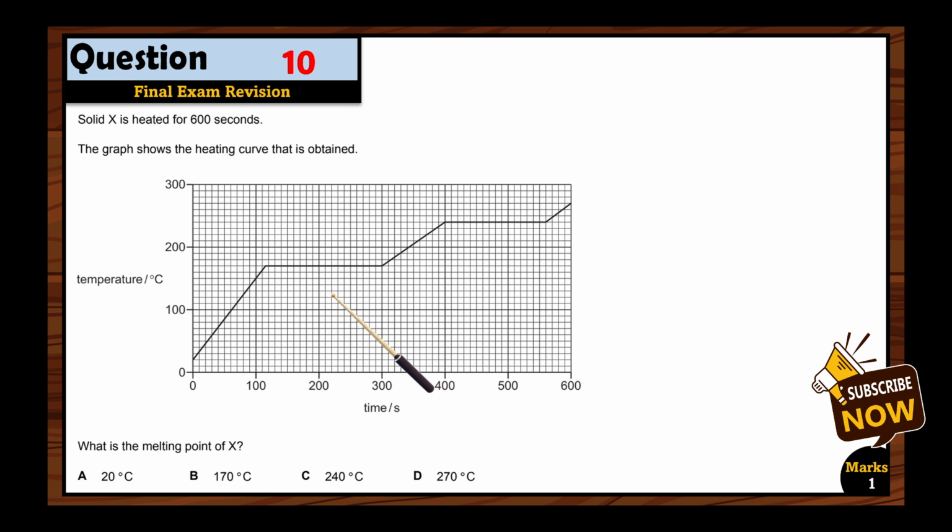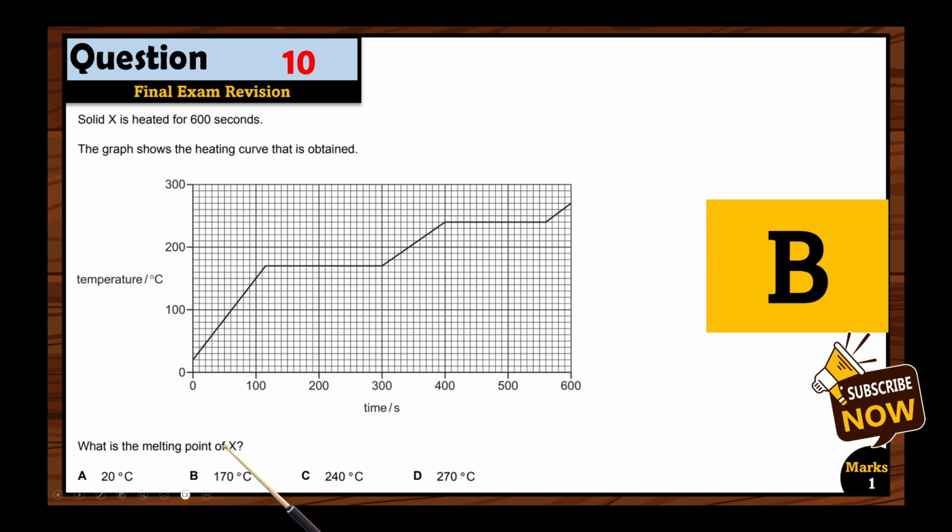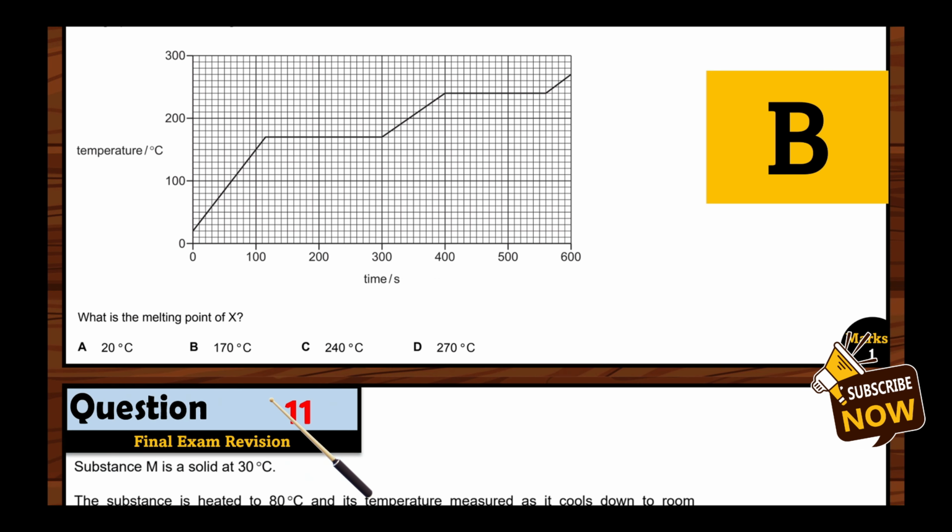Let's see question number 10. Solid X is heated for 600 seconds. The graph shows the heating curve that is obtained. From solid, it is converted into a liquid, then liquid is converted into a gas, right? So what is the melting point of X? We can clearly see here that our solid is here, and at this point it is converted into a liquid. That is the process of melting, right? So what is the temperature here? If you count the boxes, each box is 10 degrees Celsius, so it means 170. 170 is the right answer. Option B is correct. This is the melting point for X.